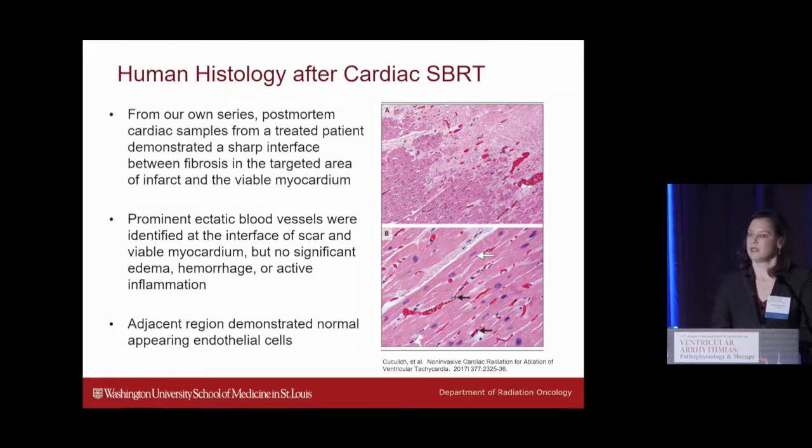In regards to human histology after cardiac SBRT, we do have postmortem cardiac samples from a single treated patient who passed away from a stroke 3 weeks after her cardiac SBRT treatment. On those postmortem cardiac samples, we could see a sharp interface between the fibrosis in the targeted area of her prior infarct and the viable myocardium. Interestingly, we did not see any significant edema, hemorrhage, or areas of active inflammation.